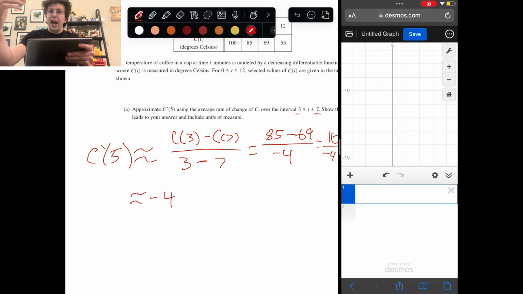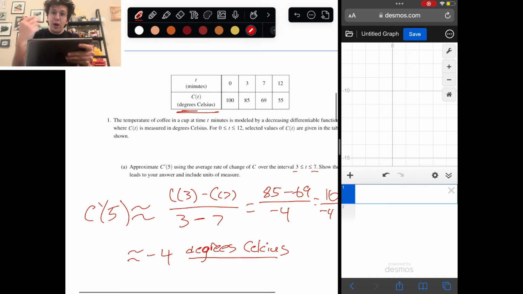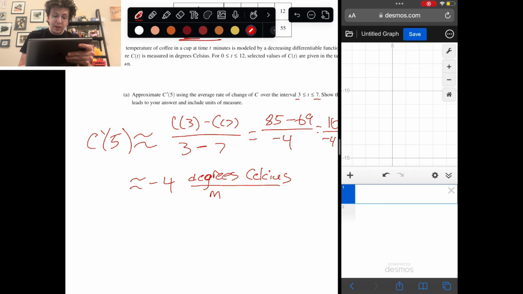All right, so we are doing average rate of change. We're approximating the derivative. Whenever we take the derivative or we're doing average rate of change, we have to add a rate. Our original function is in degrees Celsius, and we're adding a rate to that, so it'll be degrees Celsius per input variable, which is minutes. And that is part A completed. We found C prime, and we also included our units.